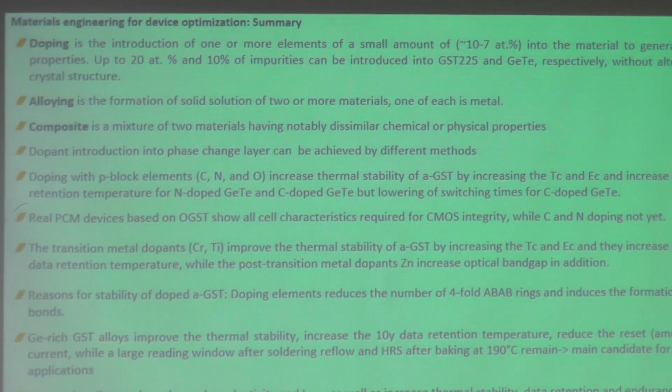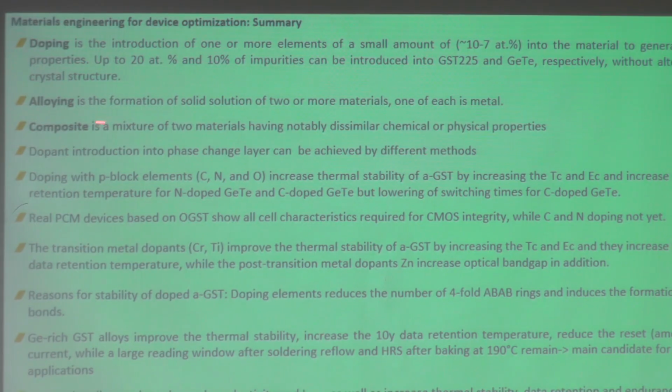So now let me conclude this part of my lecture. We defined doping as the introduction of one or more elements in a small amount, on average up to 10 atomic percent, and this doping should not change the crystal structure of the current phase. In the case of GST, if you introduce 20% or 10% impurities, they can be introduced into the GST, but if they do not change the crystal structure, we can talk about doping. In all other cases, we will talk about alloying.